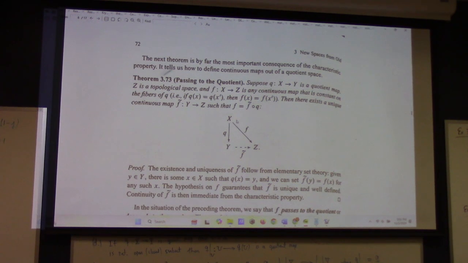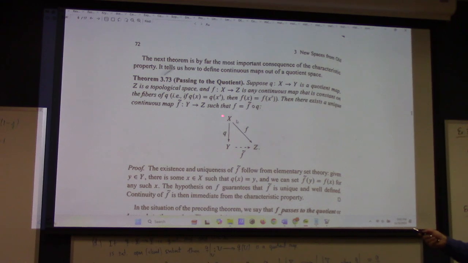And then beyond that, we have this passing to the quotient theorem, which says if Q is going from X to Y as a quotient map and Z is a topological space, f going from X to Z is any continuous map, constant on the fibers of Q, all right? Then there exists a unique continuous map f tilde from Y to Z such that f is equal to the composite of f tilde with Q. So this is called passing to the quotient. We can take a mapping defined from X to Z, right? And provided this f behaves well with the quotienting process, right?